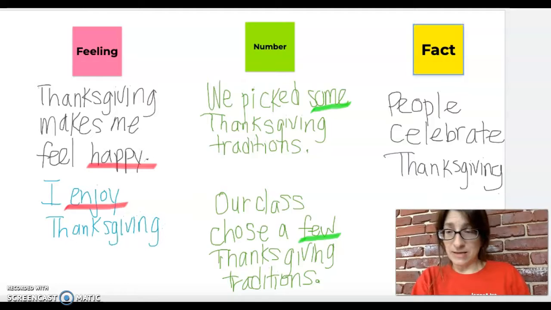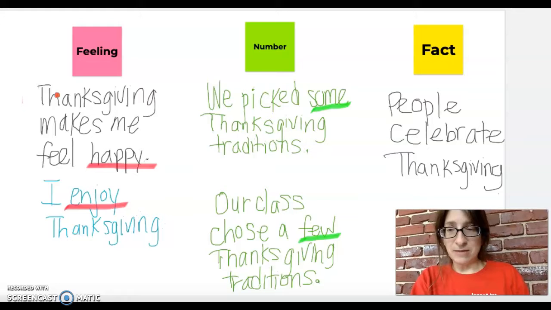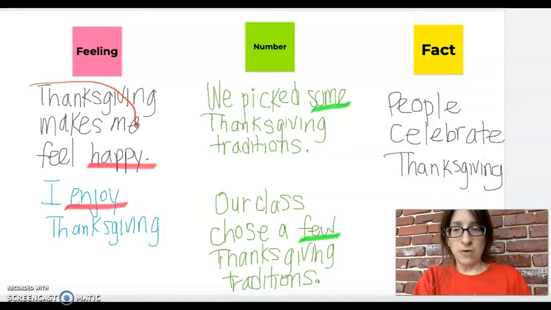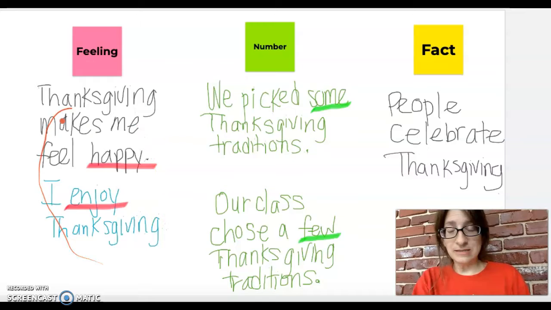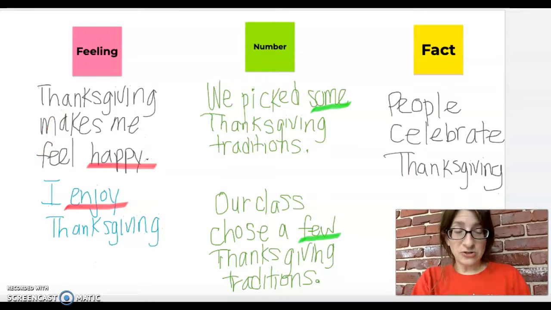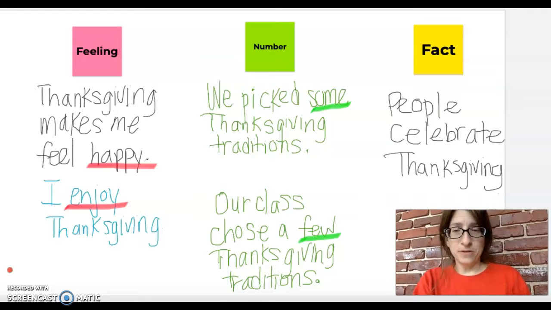Let's give you some examples. So, for example, I might start here with how something makes me feel. Thanksgiving makes me feel happy. Or I could say, I enjoy Thanksgiving. If I start my sentences out with one of these two ways, that's going to have a paragraph or a story all about what I like about Thanksgiving.